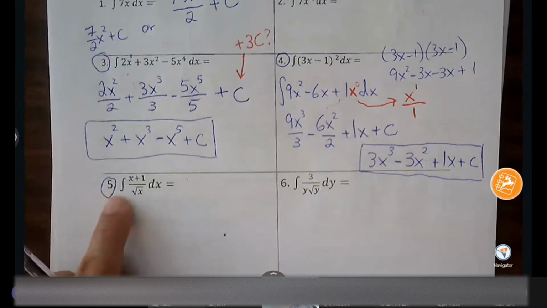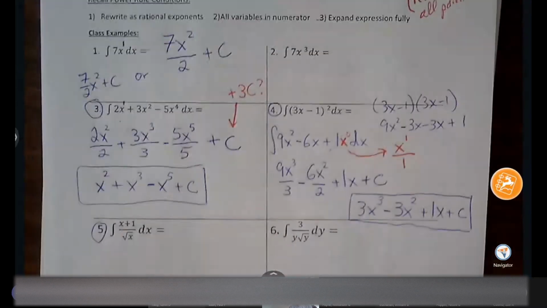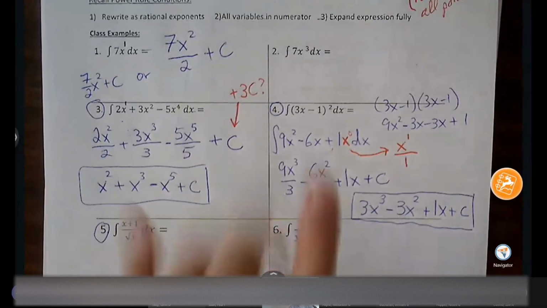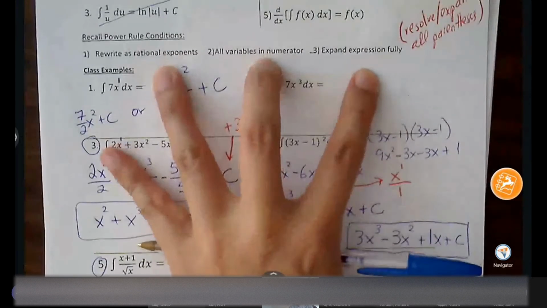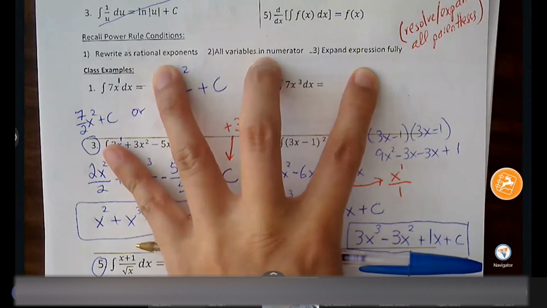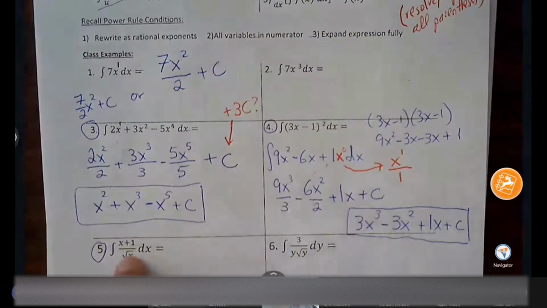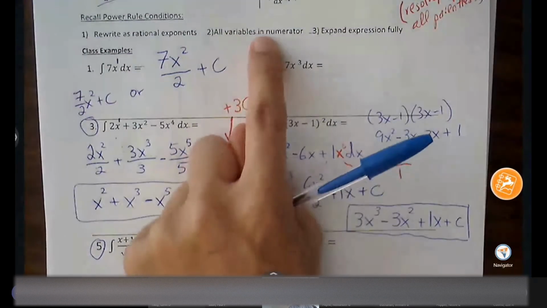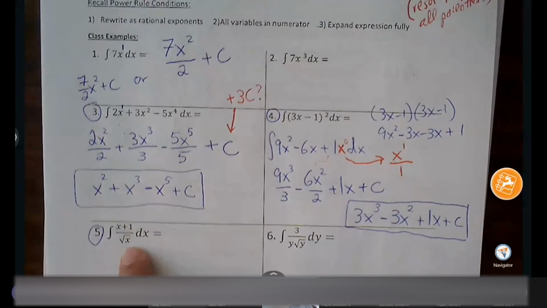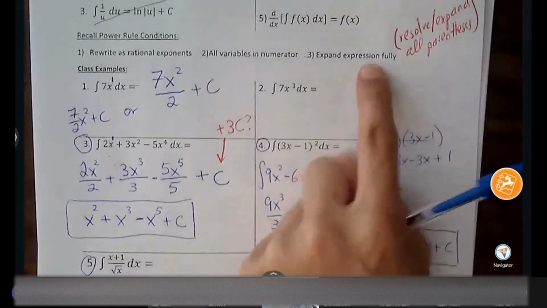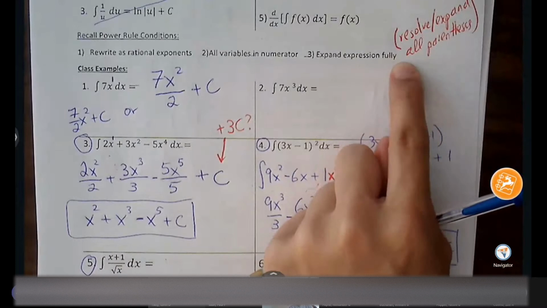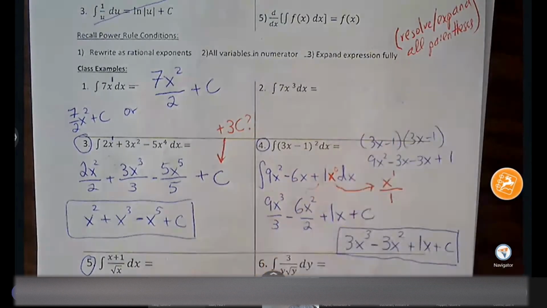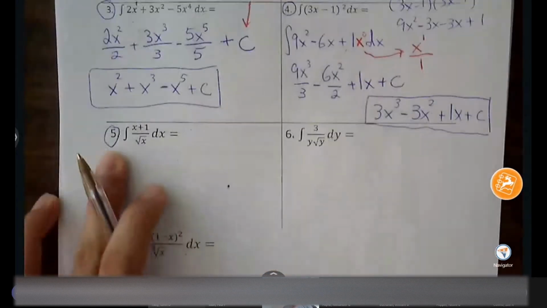Okay, let's do one more, number 5, and we'll be done. Now, number 5 is a little bit more involved because we have 3 potential issues here. There's a radical that we have to resolve. There is a denominator variable that we have to move. And when that variable gets moved, there's going to be some parentheses we have to resolve. Okay, so we have 3 things we've got to deal with here.